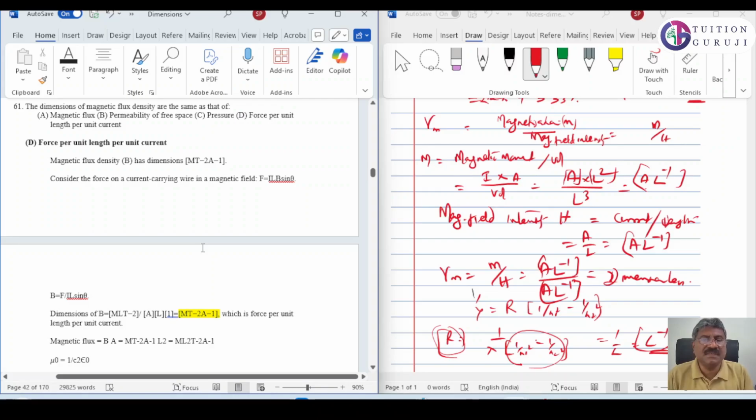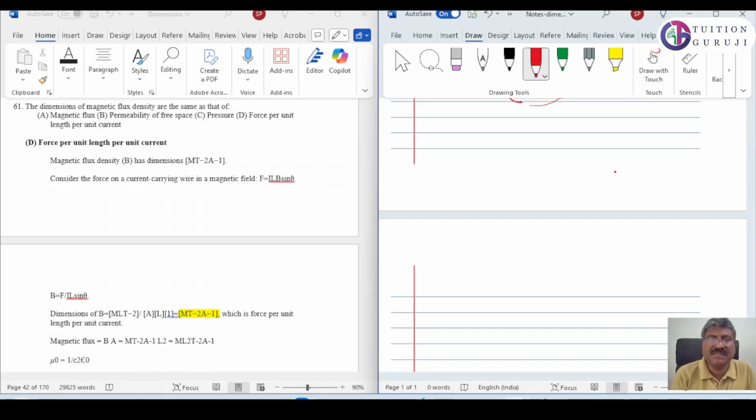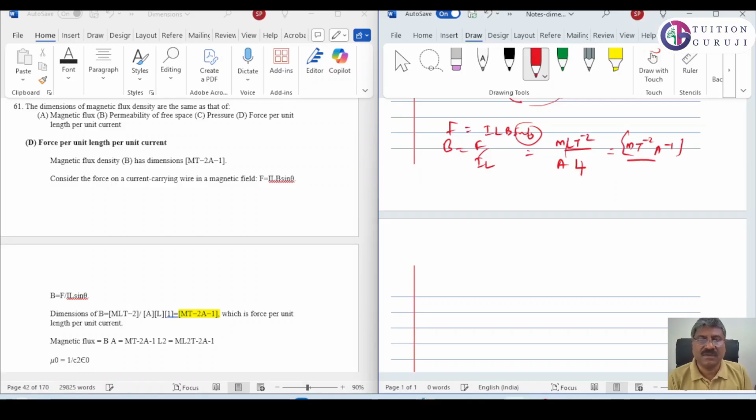Now the dimensions of magnetic flux density are the same as that of which quantity. So we should find out the dimensions of magnetic flux density first. For finding out magnetic flux density, we have the equation F is equal to I L B sin theta, and sin theta, we know, does not have any dimensions. Therefore magnetic flux density B is equal to F by I L, which is M L T raised to minus 2 by A L. L will get cancelled. M T raised to minus 2 A raised to minus 1. Okay. So we got the dimensions of magnetic flux density.